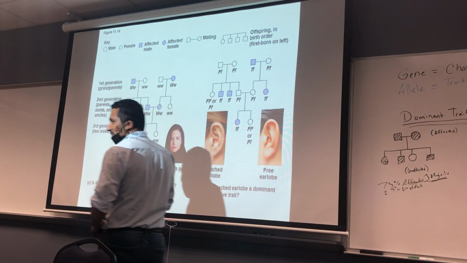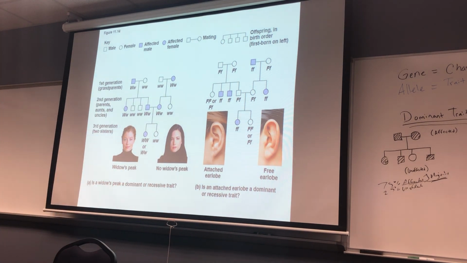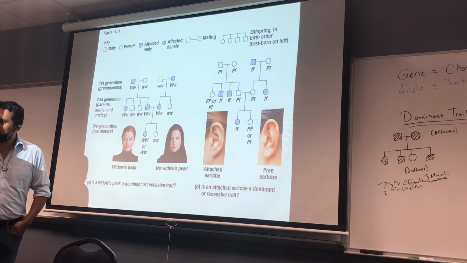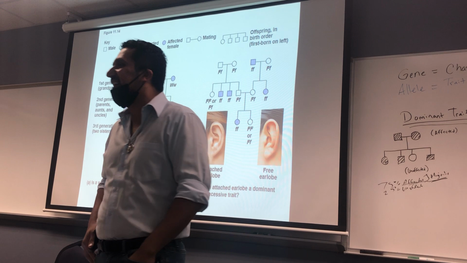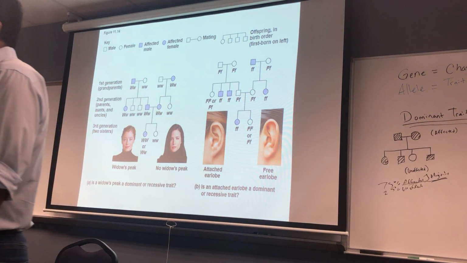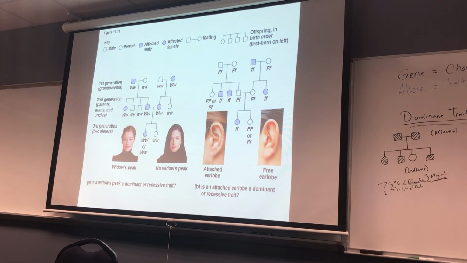But okay, the dominant trait is the big letter, right? And then it's the one that's both. It's the trait that is observable, that affects the... Observable? Okay, okay.